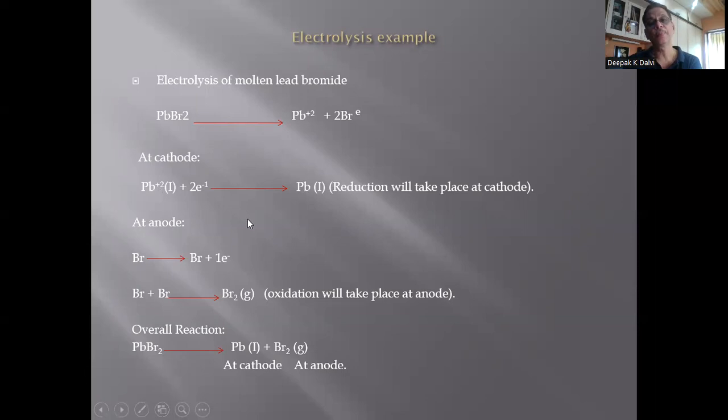At the anode, the bromide ion gives up its electron, and oxidation takes place, so it is converted to bromine. Br2 is the result at the anode, and it is in gaseous form. So what is the overall reaction? Lead bromide is converted to lead at the cathode and bromine in gaseous form at the anode.